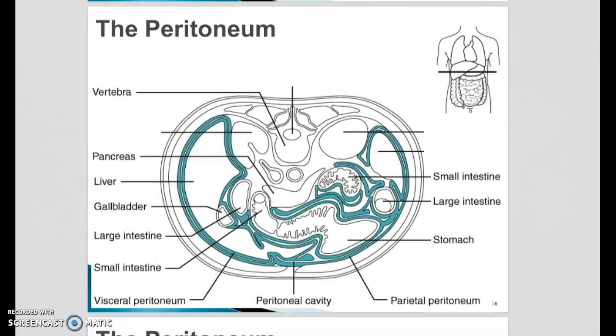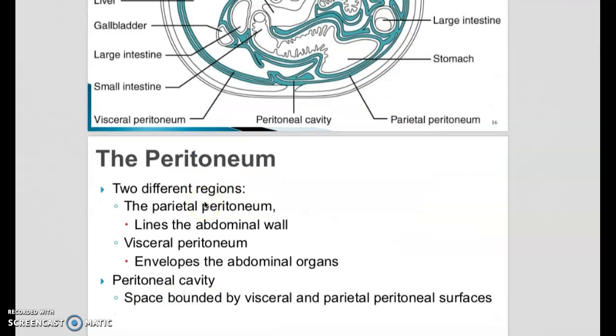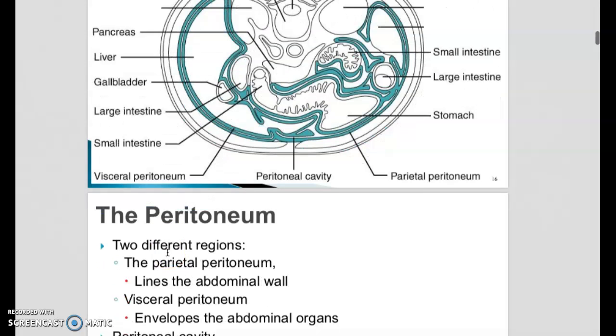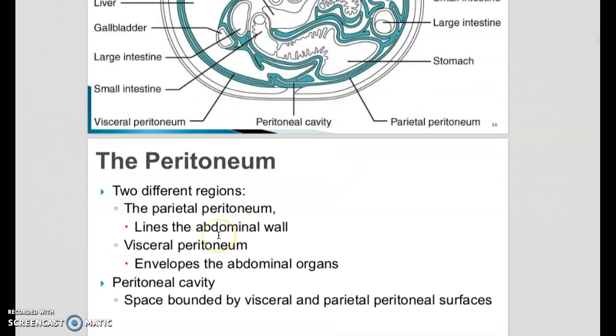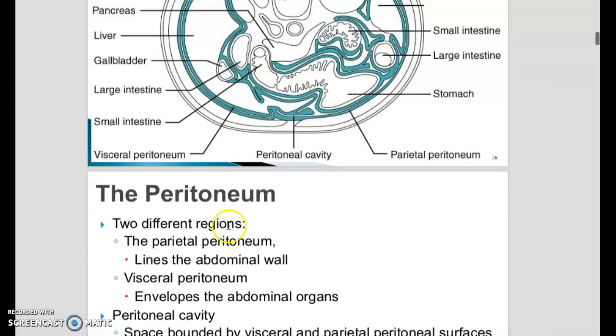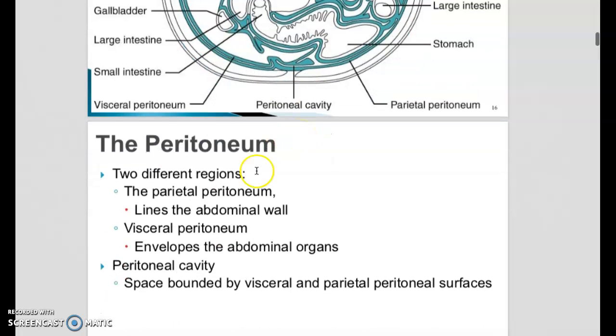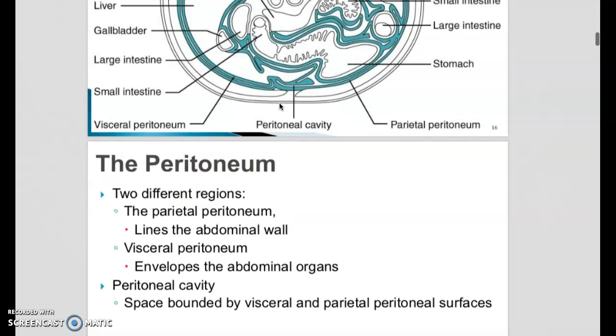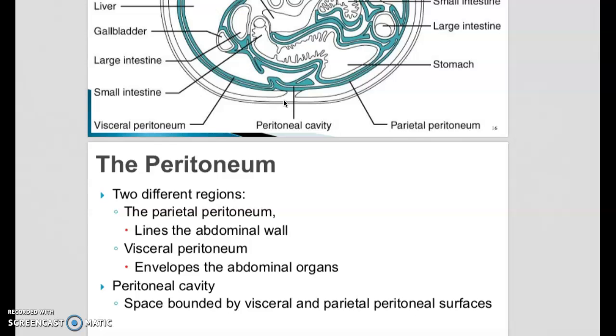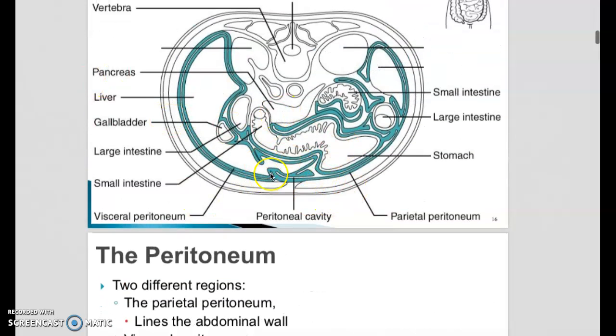A huge section of our digestive system is the peritoneum, right over here. As you can see, the peritoneum has two different regions. The parietal peritoneum lines the abdominal wall. Then we have the visceral peritoneum, which envelops the abdominal organs. The peritoneal cavity is a space bounded by the visceral and parietal peritoneal surfaces, right over here.